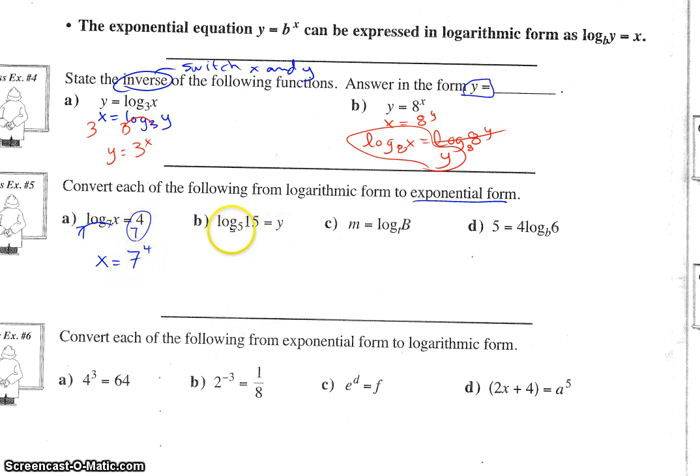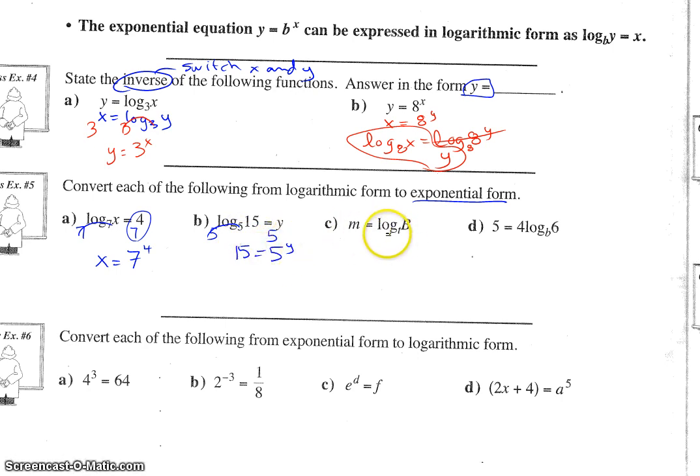All right, here I want to get rid of the log again. So we exponent both sides. Now why did I choose 5? Because that's the base on the log. How do you undo a log? Base 5. You go 5 to the exponent, log base 5. So now that becomes 15 equals 5 to the exponent y.